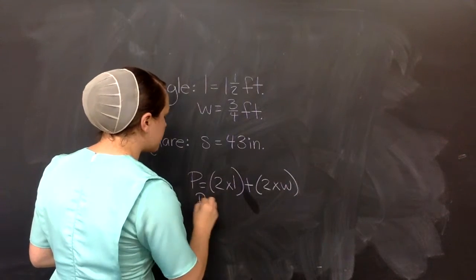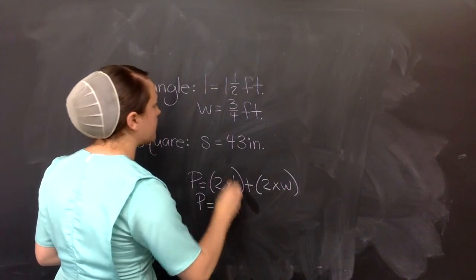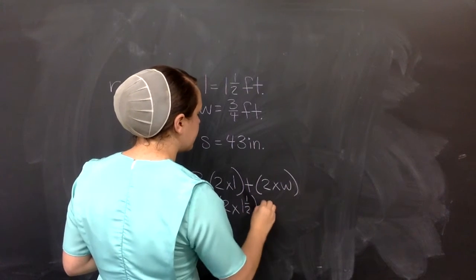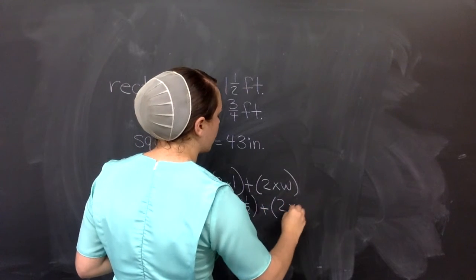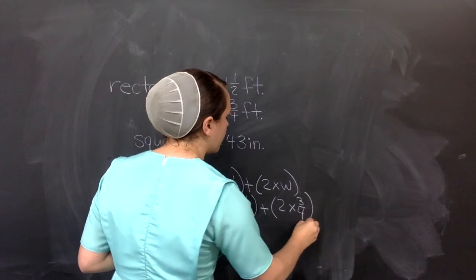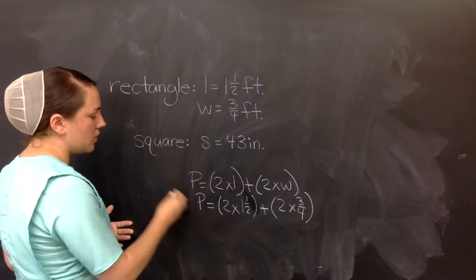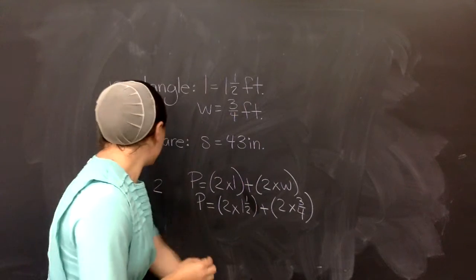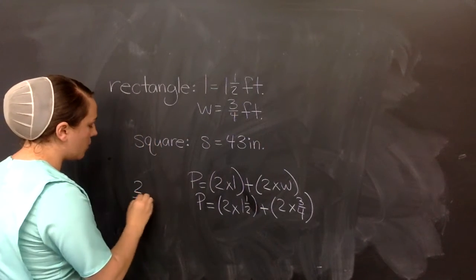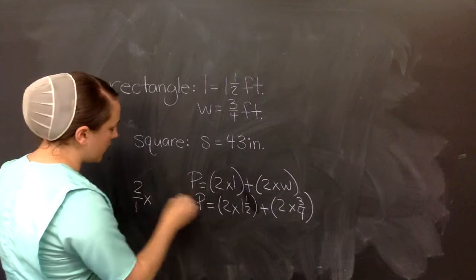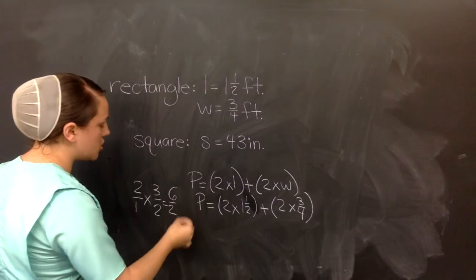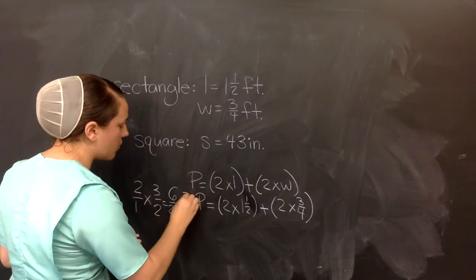Now we need to put our numbers in for our formula. 2 times 1 and a half, which is our length, plus 2 times 3/4, which is our width. Okay, so now we go 2 times 1 and a half. Let's go ahead and we'll go 2 over 1 times 3 over 2. Make that an improper fraction. And that gives us 6 over 2, and that can be 3.